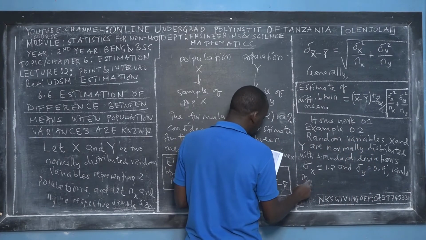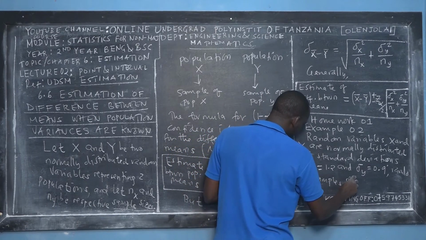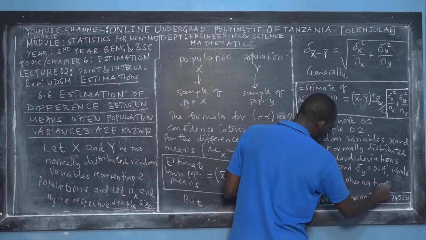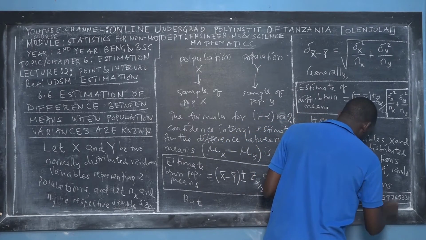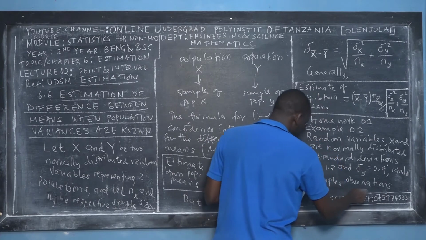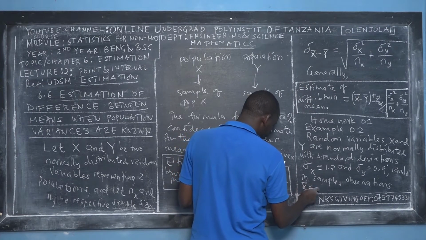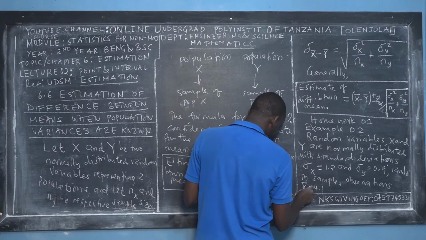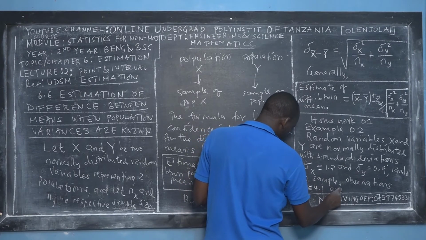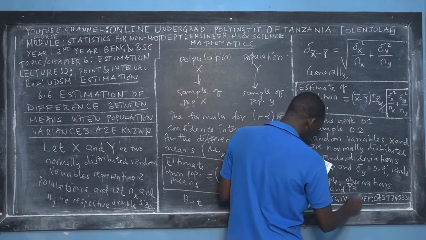So you have random samples, observations. And the first random sample observations is mean for population X is equal to 4.1, and mean for population Y is equal to 3.5.